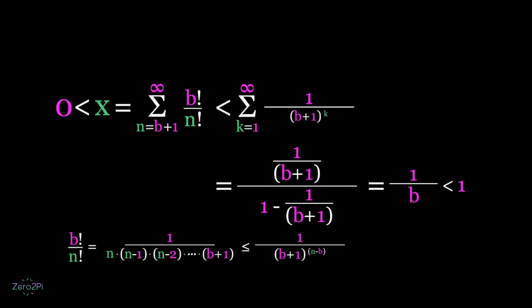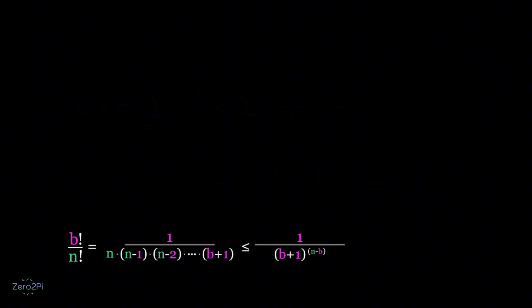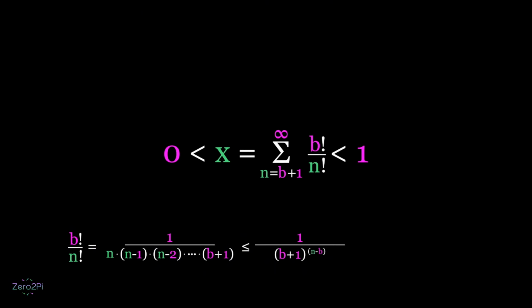And since b is a positive integer, that makes 1 over b less than or equal to 1. But remember, x was an integer, and the situation here shows that x is greater than 0 but less than 1. There is no integer between 0 and 1. That's the contradiction. This means our assumption was false, and therefore, e is irrational.